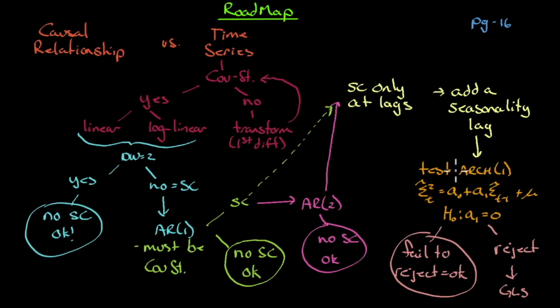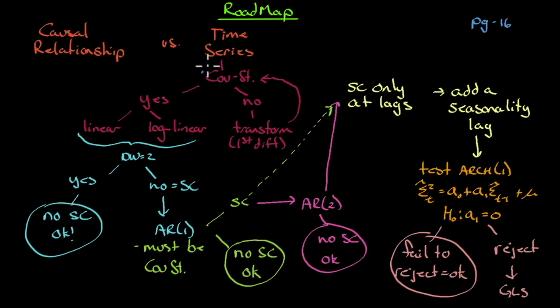Next, we would test for an ARCH(1) process. And again, you're testing the error terms here, and the test is that a1 is equal to 0. If you fail to reject, you're good to go. If you reject, you've got to move on to something called generalized least squares. So this is a nice route through it. Typically, this is probably the process you would follow.